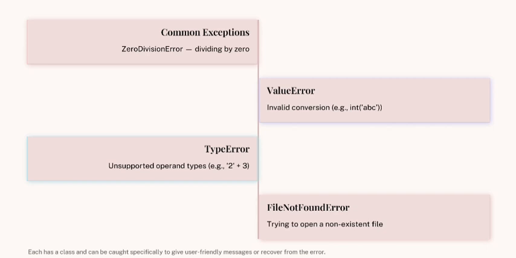So, handling specific exceptions. Each exception has its own class. This allows us to catch specific errors and provide suitable solutions. For example, handle division error differently, handle missing files differently, handle invalid input differently. This makes programs safer and more user friendly.